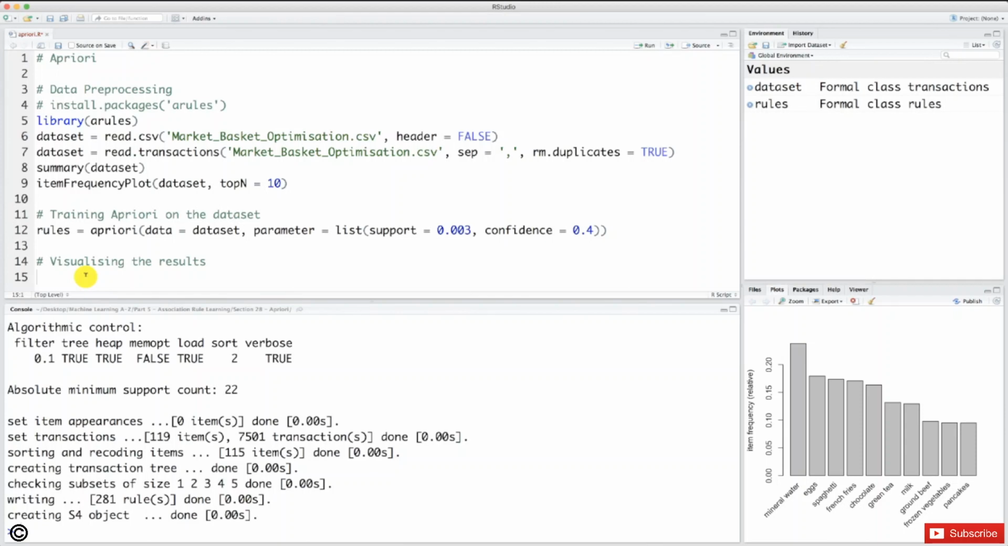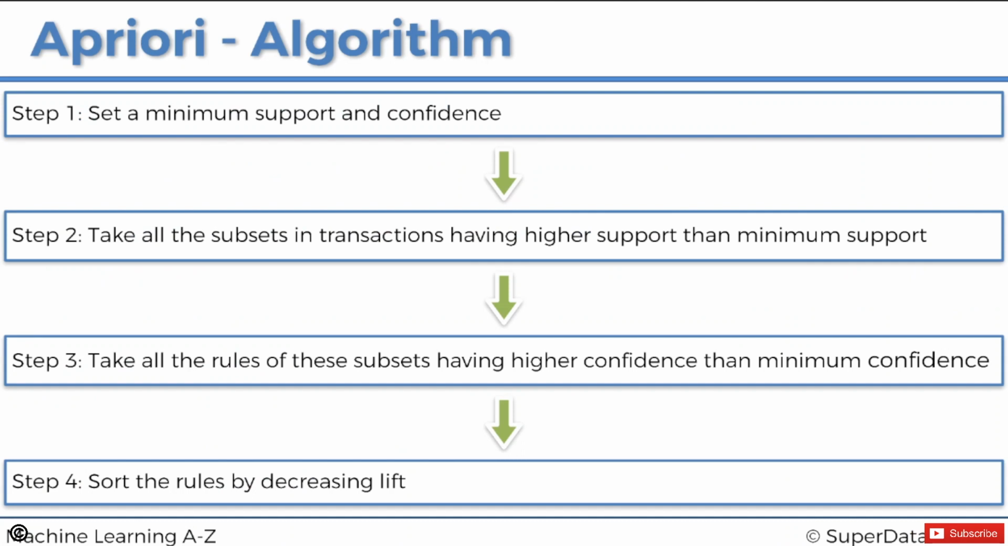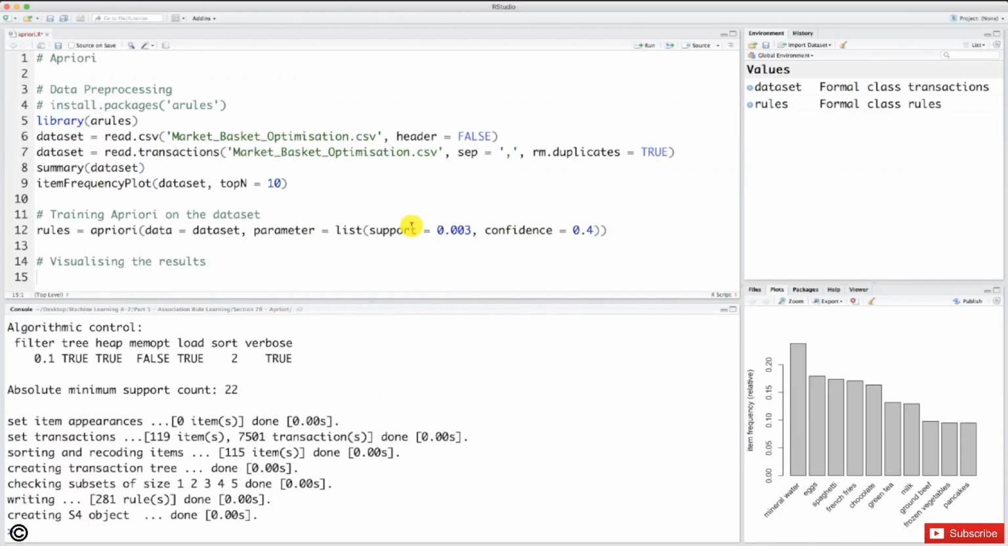This will actually be very easy as well. We will only need one line. But before we write that line, let's jump back to the apriori algorithm intuition slide to see the steps we already did in the algorithm and what steps we need to do left. Okay, so step one was to set the minimum support and confidence. That was done here. We set the minimum support here of 0.3% and the minimum confidence of 40%.